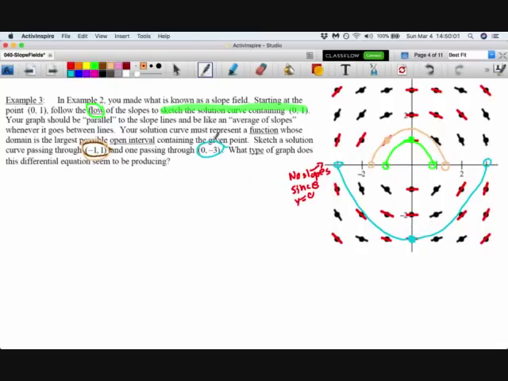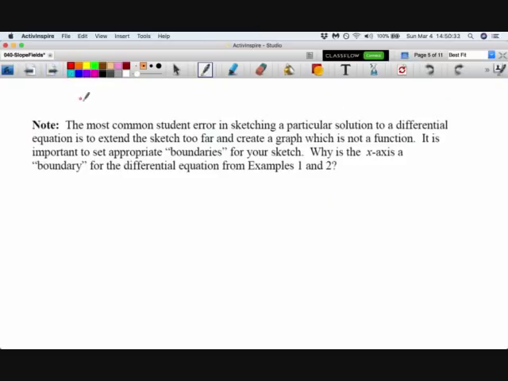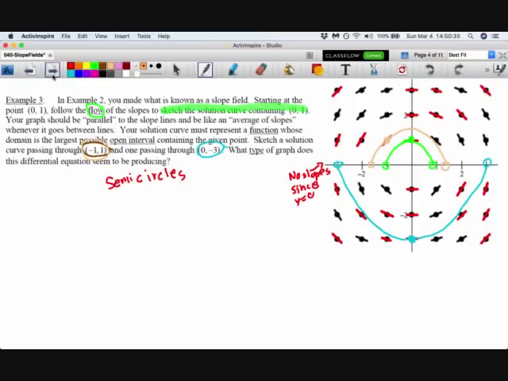What type of graph does this differential equation seem to be producing? What type are these guys? So if you went all the way around, you might have seen it better, but it's wrong. Each of these graphs should have been semicircles. Now, that's a little harder to see. You're not going to really be asked questions like that. You're not going to be asked to talk about, hey, what does it look like? Does it look like a semicircle? No. But you will be asked to maybe solve the differential equation.